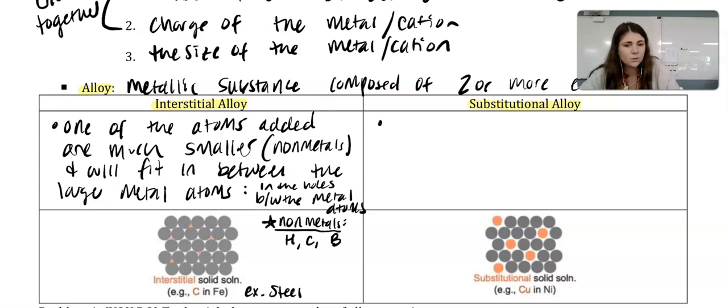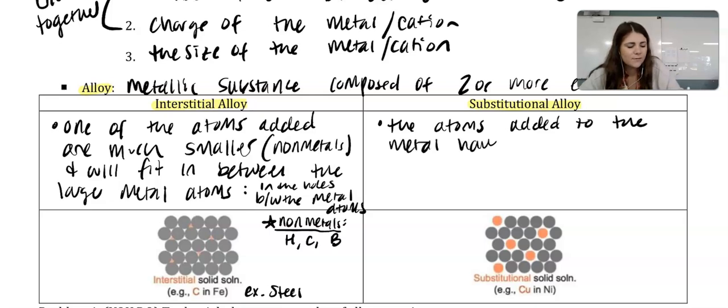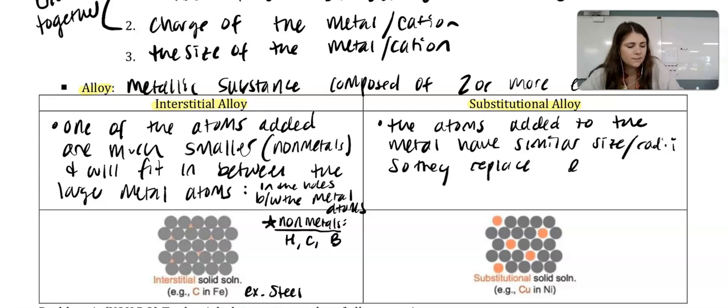Next one, a substitutional. This is when the atoms added to the metal, again the one in the higher abundance, have similar size or radii. So they replace existing atoms in the arrangement.